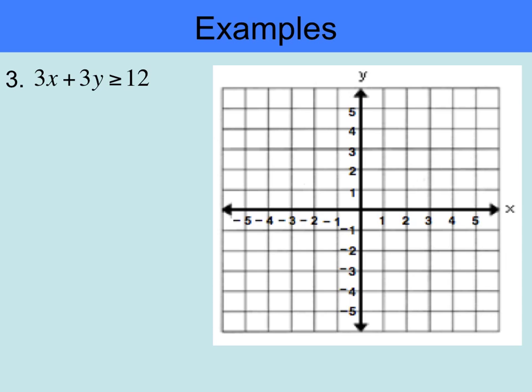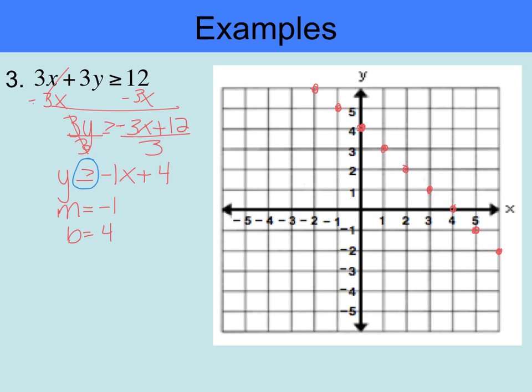Okay, example 3, why don't you try this one on your own, and then you can press play whenever you need to check it. Don't forget to solve for y first. Okay, so when you solve for y, you should get y is greater than or equal to negative 1x plus 4. So your points should look like what I have here, and then before I connect, I'm looking at that inequality sign. Because I have the or equal to, it's a solid line, just like it would be a solid dot whenever you fill it in on a number line.